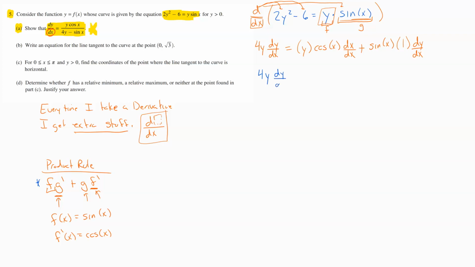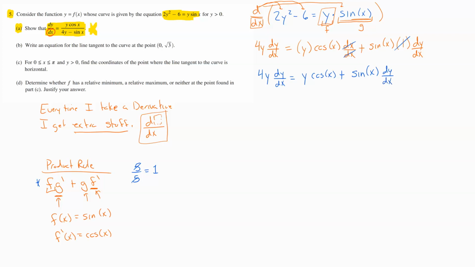So I get 4 dy dx equals, we'll call that y cosine of x, and then dx over dx, those are going to cancel out. That's like having 5 divided by 5. They cancel out. That's really just a 1. Then plus the sine of x, don't need that 1 anymore, and then dy dx.